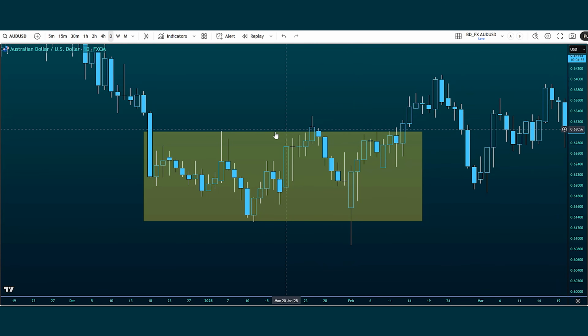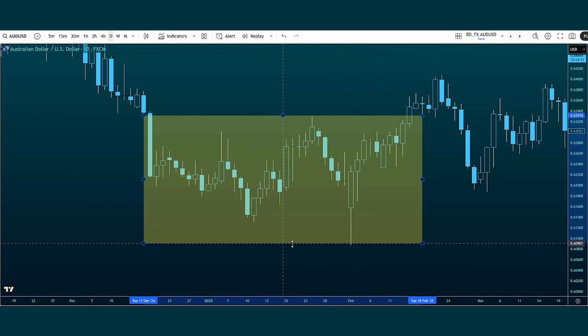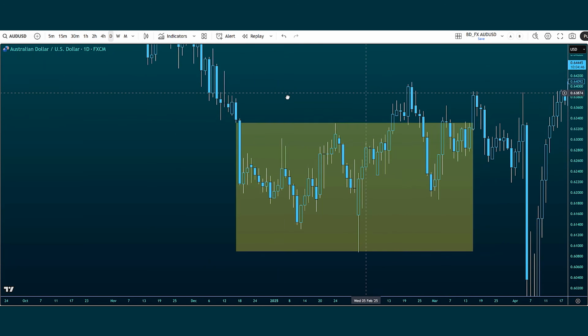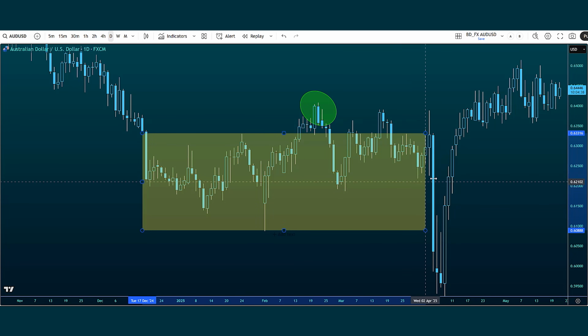So we have to expand this to the upside, and we have to expand this down to the downside, and we extend into the future. Then you can see price came back up in this region here. And then it didn't sell off straight away.